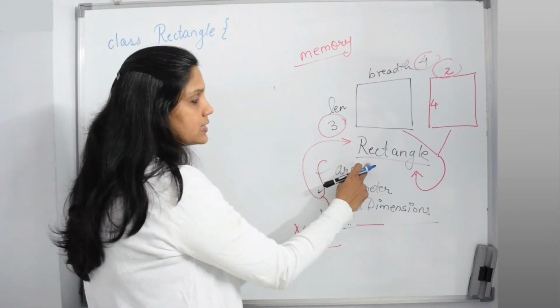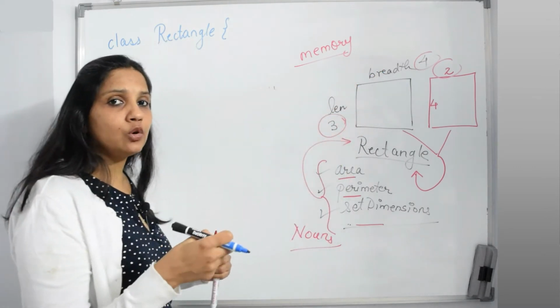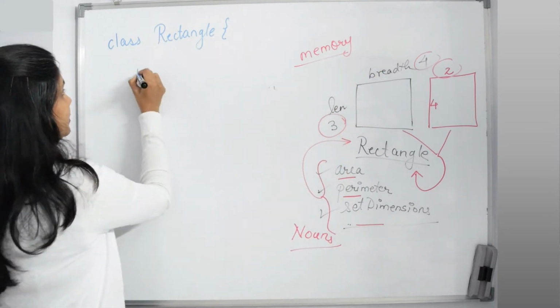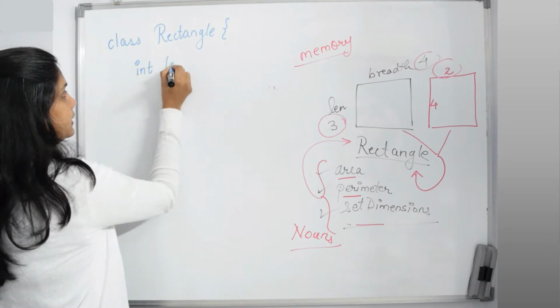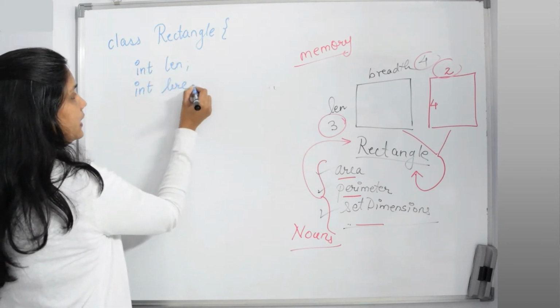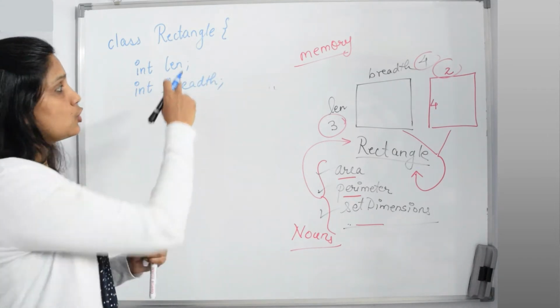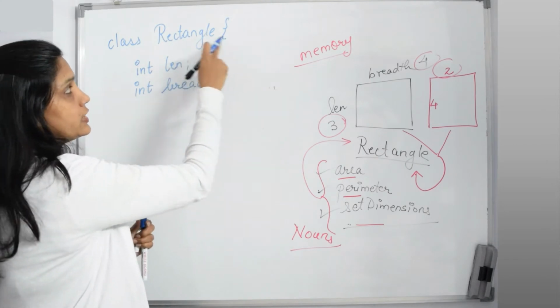Now because this rectangle has dimensions, length and breadth, to store the value we use variables. So I will be declaring a variable int length, I will be declaring a variable int breadth, right? Now remember, these two variables are a part of this class.